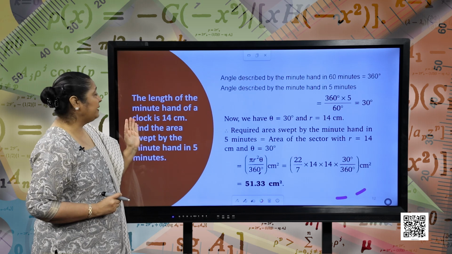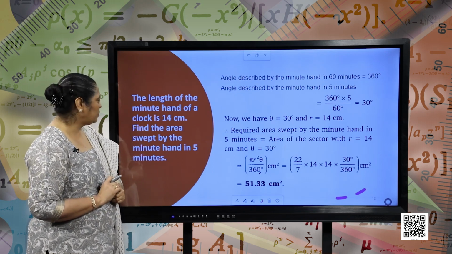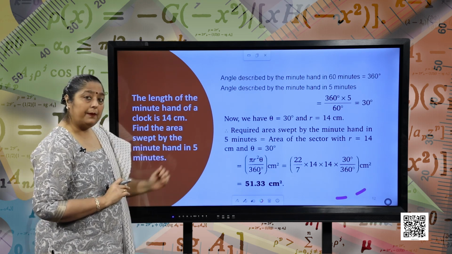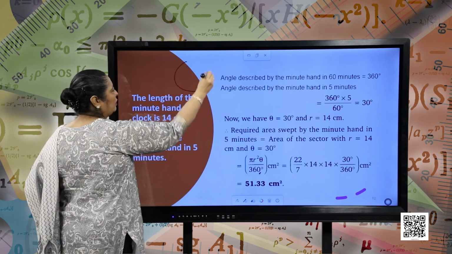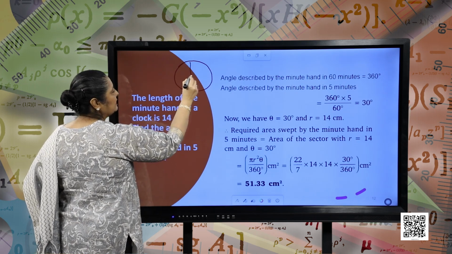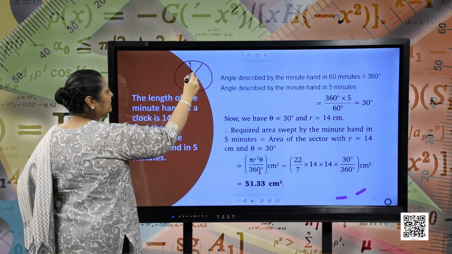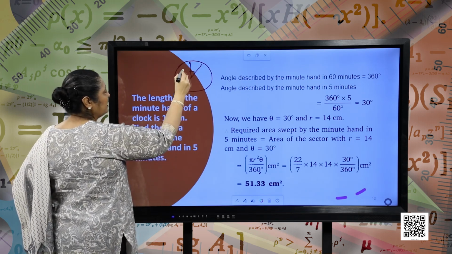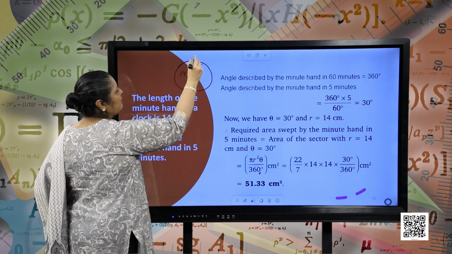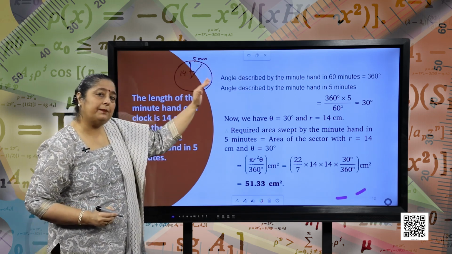The length of the minute hand of the clock is 14 centimeter. Find the area swept by the minute hand in 5 minutes. Here again we have a minute hand, which means a wall clock. Here we have a clock and we know this is approximately 5 minutes. Then this is angle theta and the minute hand is 14 centimeter. We want to know the area swept by the minute hand.